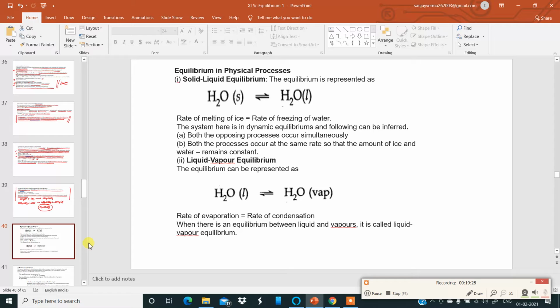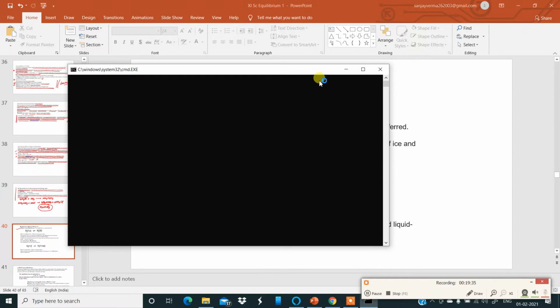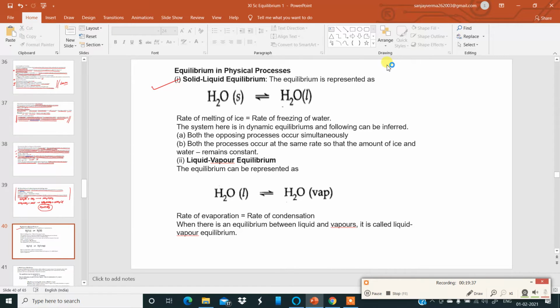These are some uses. Okay, now equilibrium in physical processes. Let us look at this. Solid liquid equilibrium. The equilibrium is represented as water and ice. The rate of melting of ice is equal to the rate of freezing of water. The system here is in dynamic equilibrium and the following can be concluded. Both the opposing processes occur simultaneously at the same time. Both the processes occur at the same rate so that the amount of ice and water remains constant.